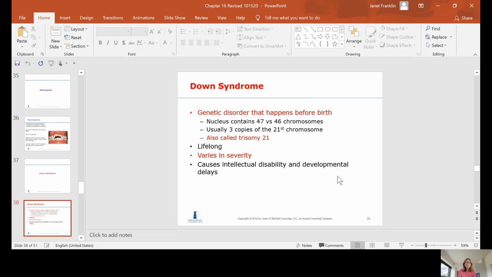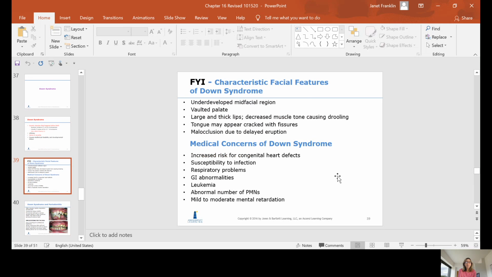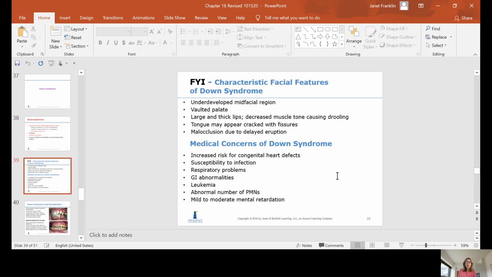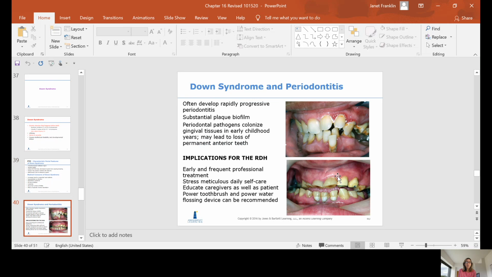Down syndrome. Down syndrome is a genetic disorder that happens before birth. It's a chromosomal disorder. You're going to talk a lot about Down syndrome in special needs next term with Professor Tressner, so we're just going to touch on it very lightly. I put in red the things you'll need to know for this class. The other stuff is just FYI information for you.